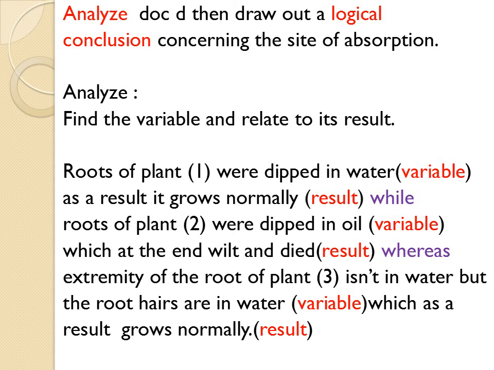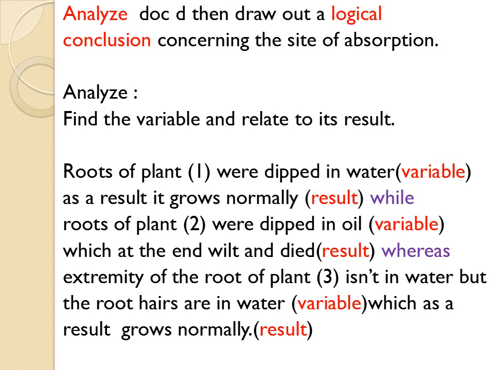Roots of plant 1 were dipped in water. This is the variable, meaning the thing that changed from the first experiment to the second experiment is that the roots are dipped in water. In plant 2 the roots were dipped in oil, and plant 3 is different. So this thing that is changing, I mention it in the analysis and I mention its result. So I say roots of plant 1 were dipped in water, as a result it grows normally. The cause and the result. Now I want to start with plant 2.